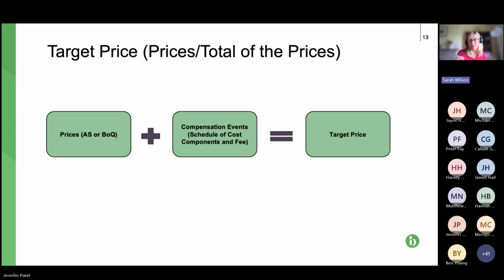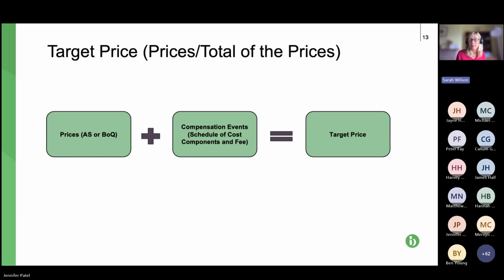In my experience, that's quite rare, because through the course of the project, quite often there will be disputes about, is this a compensation event? How much is it worth? And obviously that will impact on the target price.